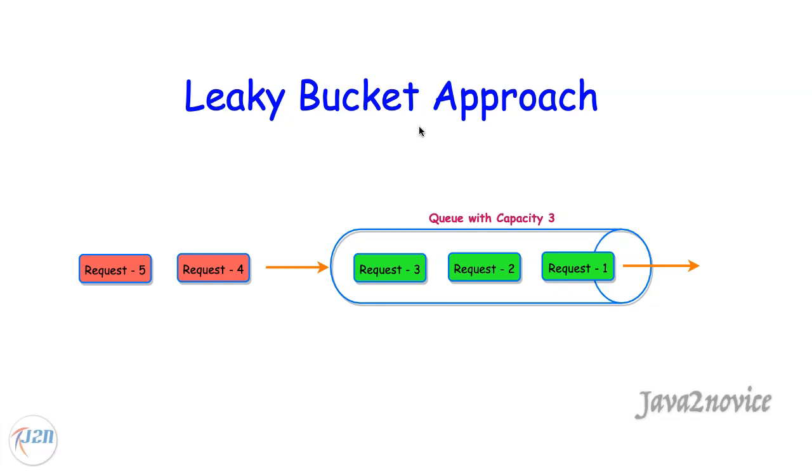Leaky bucket smoothens bursts of requests by processing them at a constant rate. It regulates the irregular traffic. This approach is very easy to implement. It is very simple. Since the size of the queue is constant and limited, it is memory efficient too.